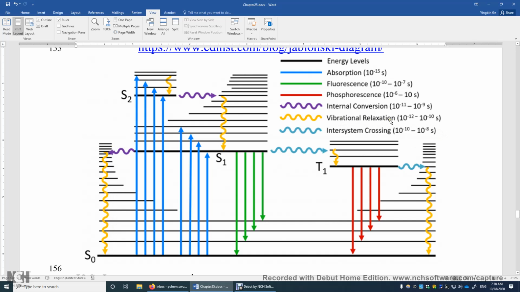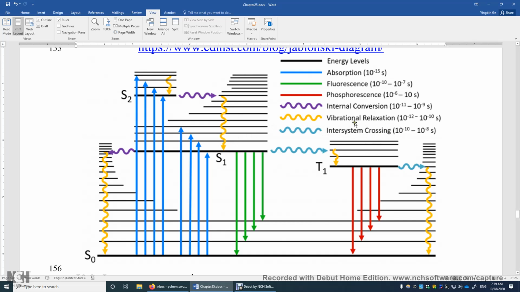Now, vibrational relaxation. That's simple. It's just the decrease of the vibrational quantum number. Over here, it's from 8 to 0. Over here, it's from 3 to 0. This vibrational relaxation is simply the transfer of the vibrational energy to the surrounding molecules.